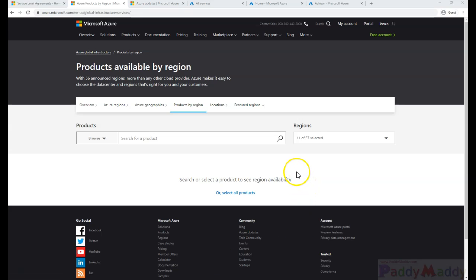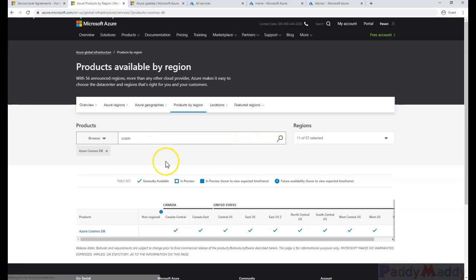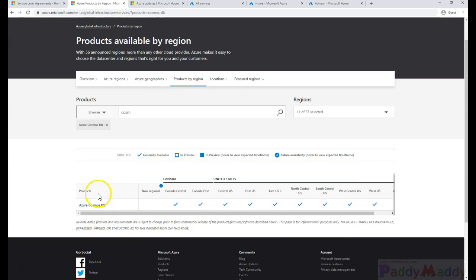Let's take one example, let's search here maybe Cosmos DB. If I search here for Cosmos DB, I should be able to find that this specific product is available in Canada and almost all the regions. You see here, it's actually listed in almost every region.